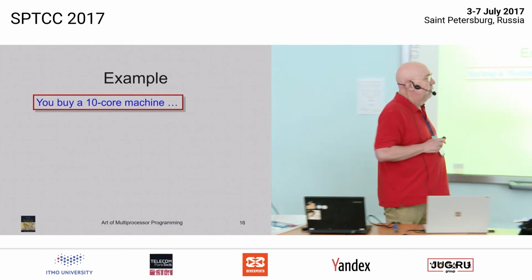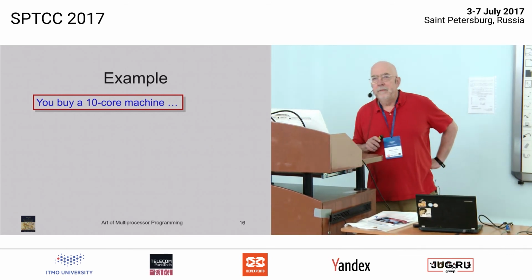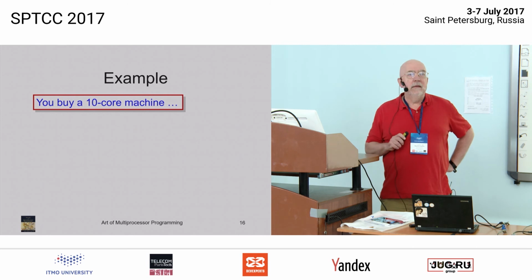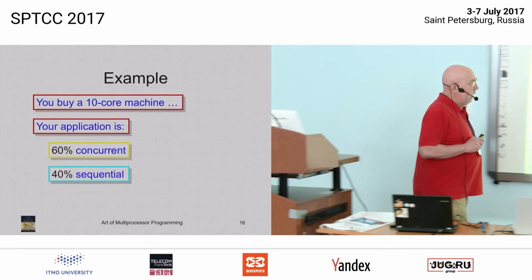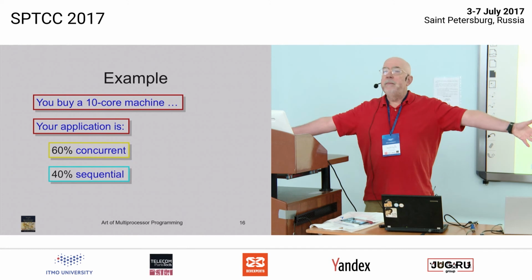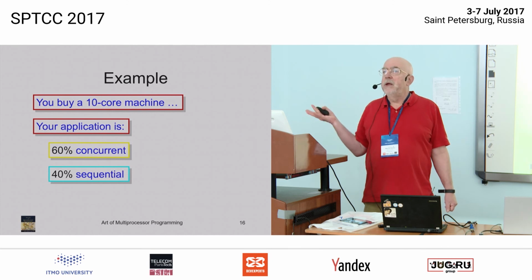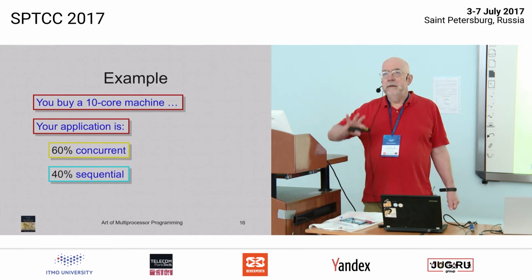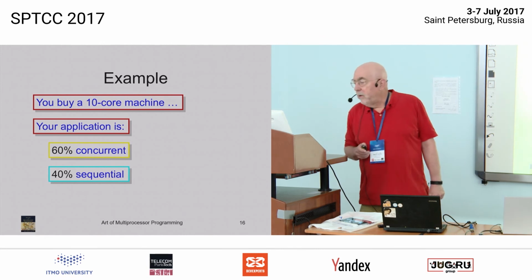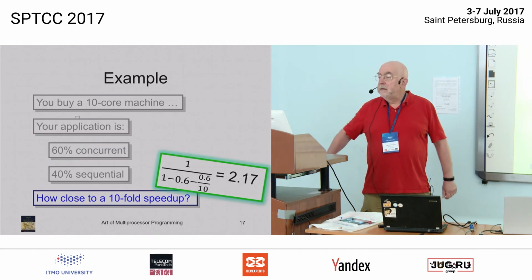So, some examples. Your boss goes out and buys a 10-core machine and says, okay, your job is to make this work. Your job is to make me look good by speeding everything up. And so you take your application, and you say, well, my application is 60% concurrent. That's really good, because more than half of it can be made parallel, and only 40%, a minority of the work, is inherently sequential, or I don't know how to parallelize it, or I didn't bother to parallelize it. And the question is, how much speedup do you get? How close to a 10-fold speedup? And the answer is not very good.